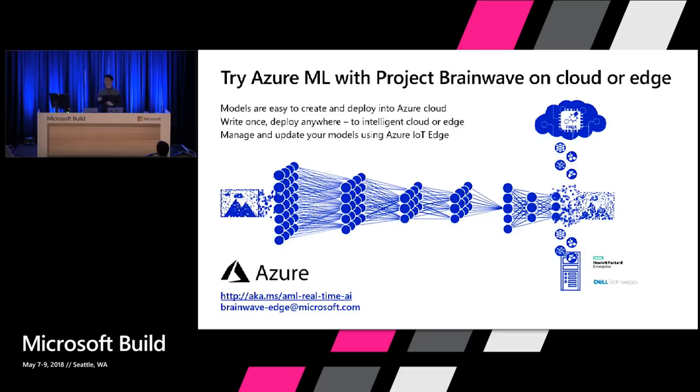And manage and update your models using Azure IoT Edge. So from that IoT Hub, you can basically say, oh, data scientists created a new optimized model, works better. I'm going to push it to my edge devices. Now those edge devices have an updated model that is running on the FPGA. And so in terms of next steps, we'd love for you to go check out our GitHub repo, give it a shot, and deploy your own FPGA service and really just unleash the power of real-time AI. So thank you very much.